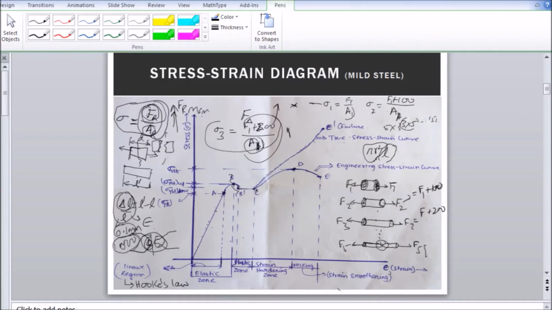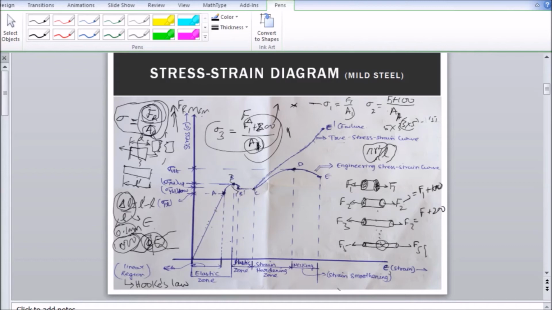Up to a certain point C, the plastic flow is very smooth, and that's why the material yields very easily with the same stress, but straining goes on increasing. That means deformation goes on happening with almost the same stress up to the point C.